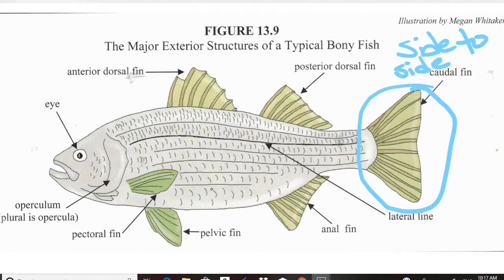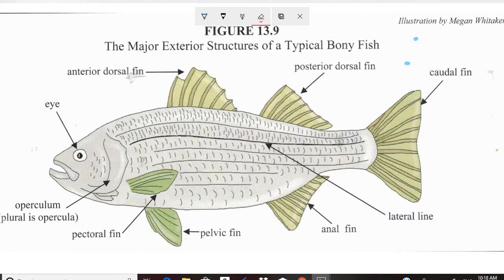If we were to look at the tail of a porpoise or a dolphin, their tails are flat top to bottom. And so the way they swim, they're moving up and down in the water, not side to side. Okay, so that's the tail. If we look at the tail of these organisms, we can often tell how they would be moving in the water.